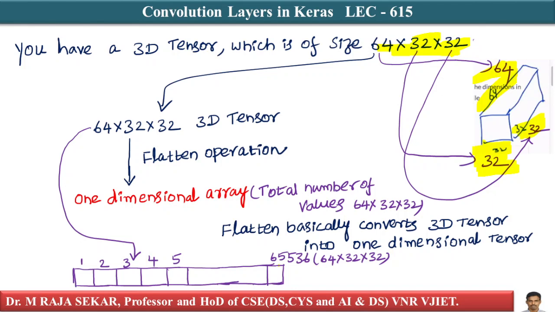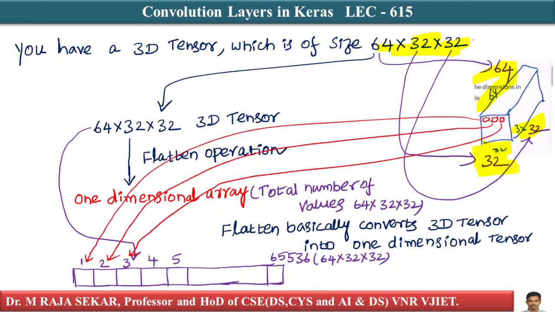Just try to recall. In the 3D tensor, I am keeping values. First, I am copying all these values like this: the first value, again the second value, again the third value. Each and every value I am copying one after the other, isn't it?